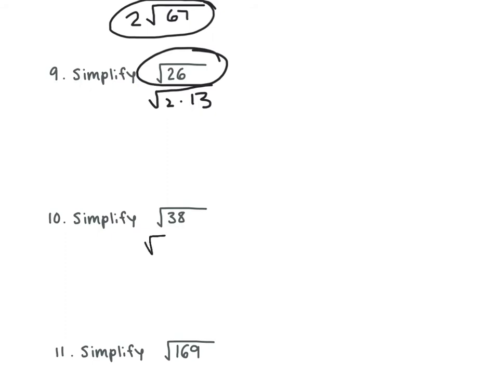So number 10. What are 2 factors of 38? 19 and 2. Can 19 be broken down? No. So what do we do now? We leave it. Since we don't have any pairs, the simplest form is square root 38.